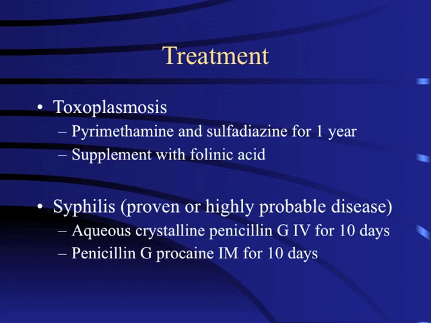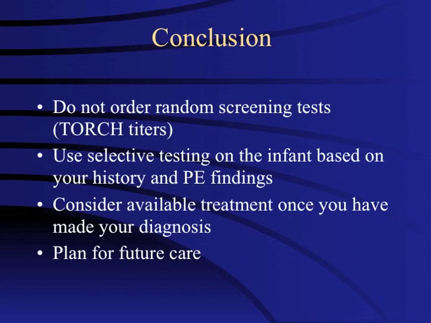For toxoplasmosis, the treatment is pyrimethamine and sulfadiazine for 1 year, and you need to supplement with folinic acid to prevent the anemia that would be caused by these agents. For syphilis, if it's proven or highly probable disease, you give aqueous crystalline penicillin G IV for 10 days, or you can give penicillin G procaine IM for 10 days.